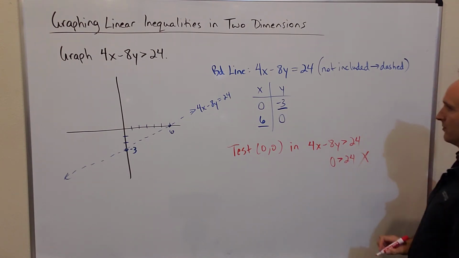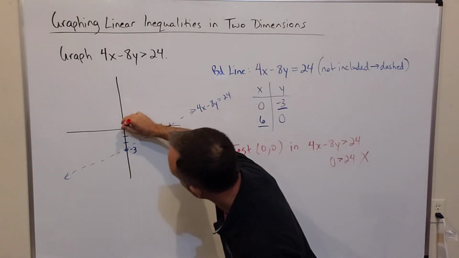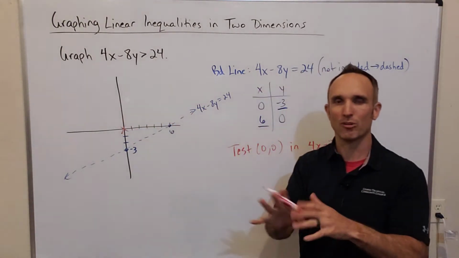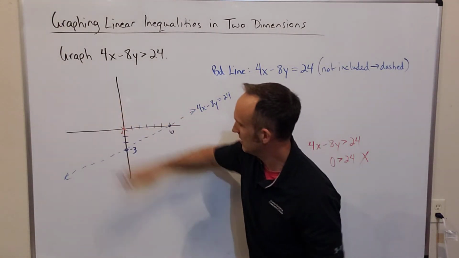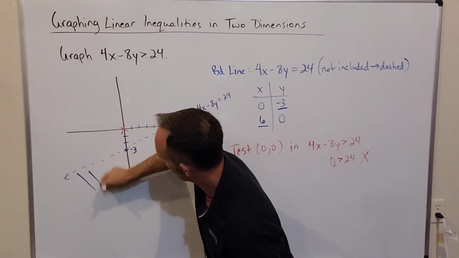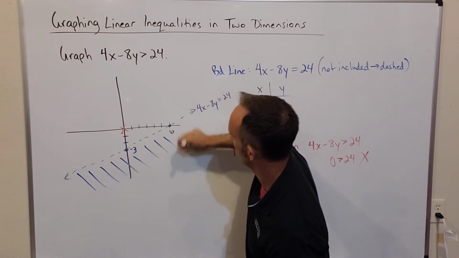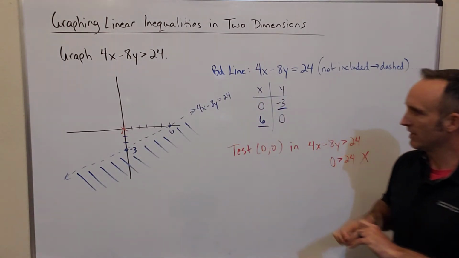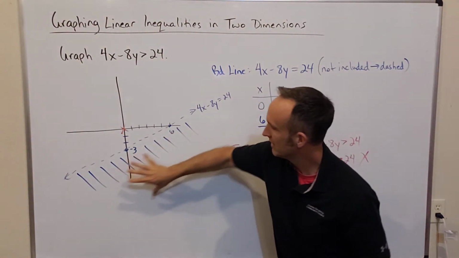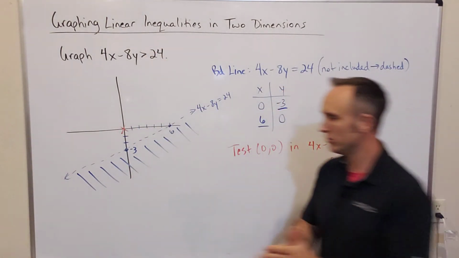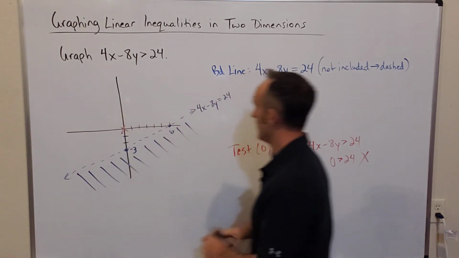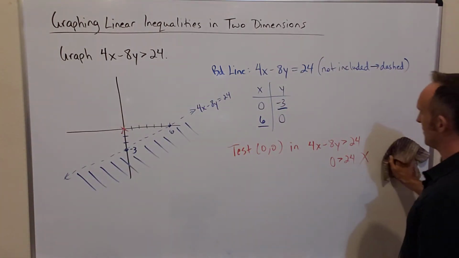That's false. So that means I'm going to come to my origin, my 0, 0, and say that's not part of my answer, as an indicator for that side not being shaded. So I have to shade the other side. Okay? All right, so this half plane is the solution set to this inequality. Now, how else could you do it? I'll show you another way. And I'll leave the graph here because you'll get the same answer.